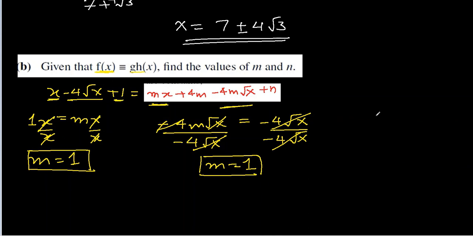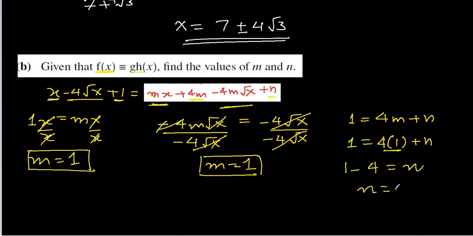The third one is a constant 1, which will be equal to the constants here. 4m is a constant, n is a constant. So 4m plus n will be equal to the constant. Constant equal to constant. And this may give us the value of n. So 1 equal to 4, and m is 1 in previous cases, plus n. So 1 minus 4 times 1 is 4, and when it comes to left, minus 4, equal to n, equal to minus 3. That's the value of n.